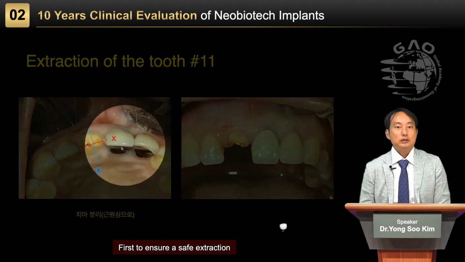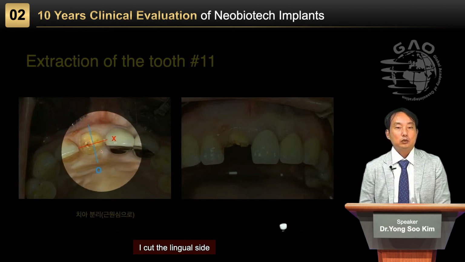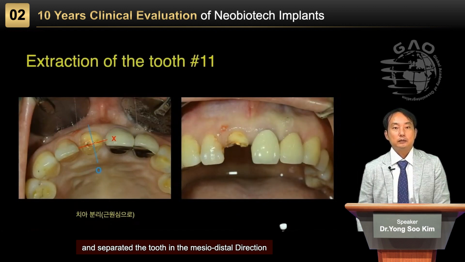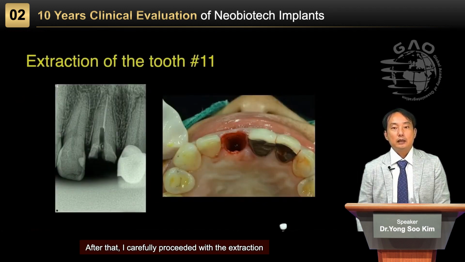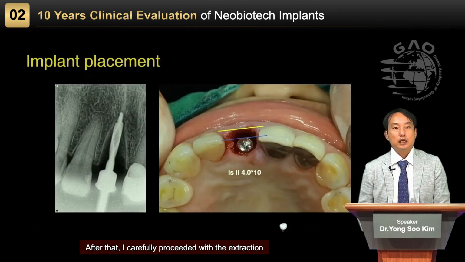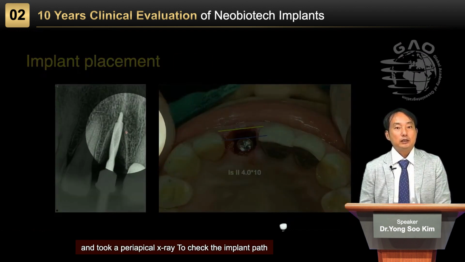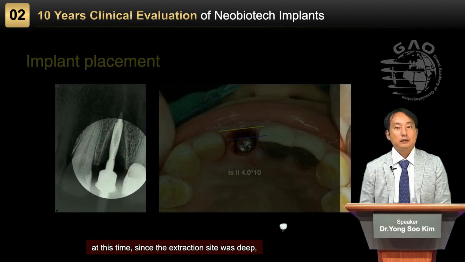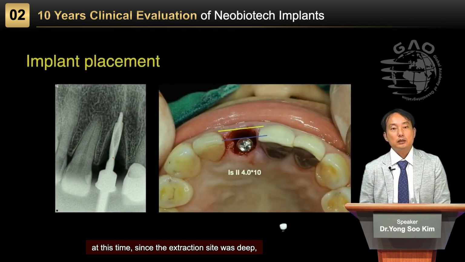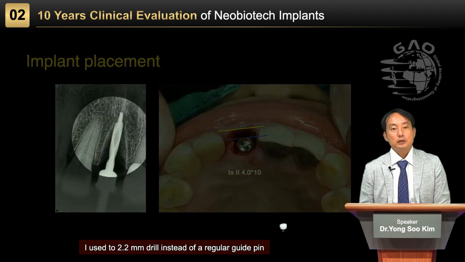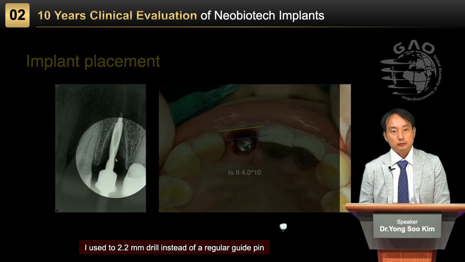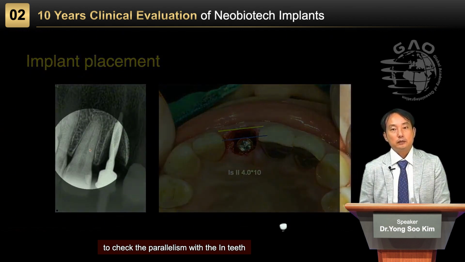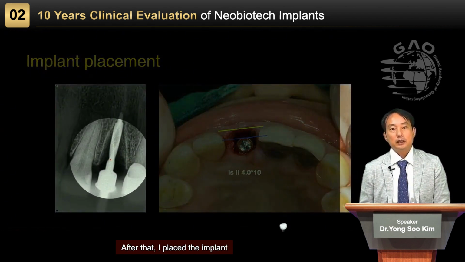First, to ensure a safe extraction, I cut the lingual side and separated the tooth in the mesiodistal direction. After that, I carefully proceeded with the extraction and took a periapical X-ray to check the implant path. At this time, since the extraction site was deep, I used a 2.2 mm drill instead of a regular guide pin to check the parallelism with the adjacent teeth. After that, I placed the implant.